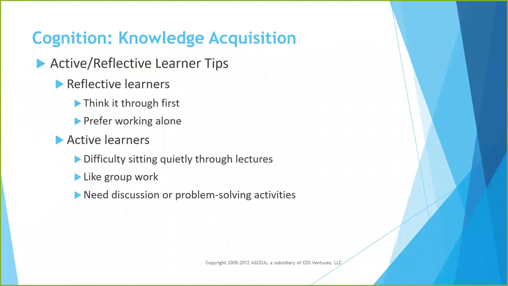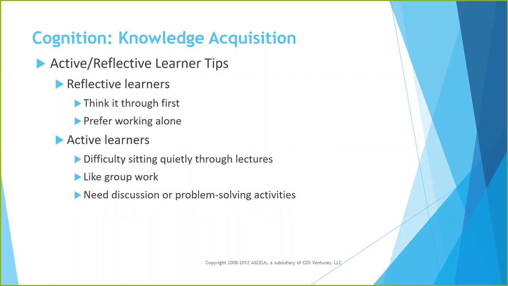For active reflective learners, they like to think it through first and prefer working alone. So present the information. Give them something to apply it to. Give them something to manipulate it with so they can have that aha moment and then call on them. So maybe break up into group activities or individual activities and have them manipulate it and then bring them back and say, okay, now what did you figure out from that activity?